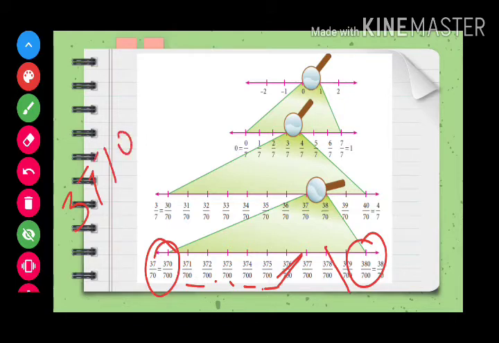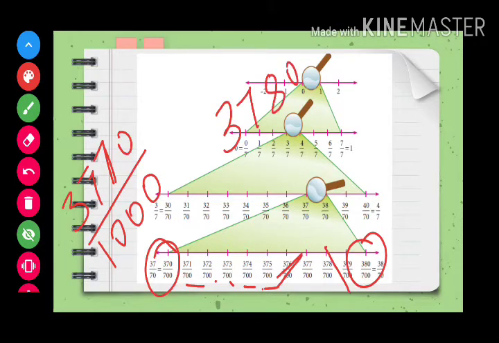3770 by 1000 and 3780 by 1000. This can further be divided into 10 equal parts. Like this it keeps on going infinitely. It has no end.